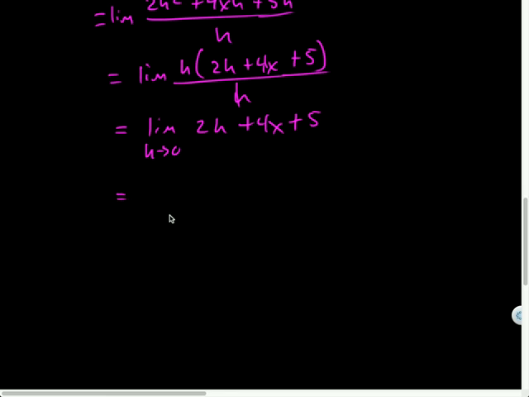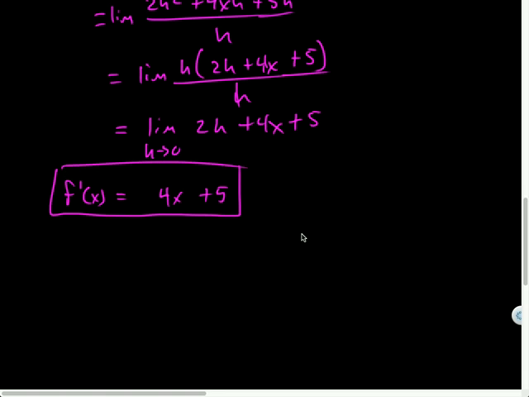So 2h is approaching what? 0. 4x is approaching 4x. And 5 is approaching 5, right? x is not approaching 0. x is remaining as any value of x from the original function. So I end up getting f prime of x is equal to 4x plus 5.